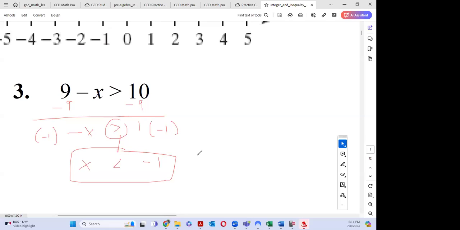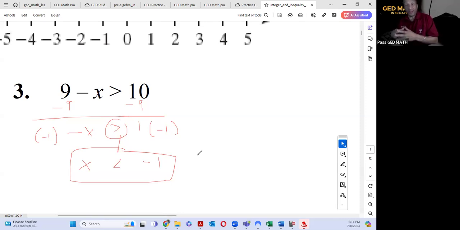So I have a question. So when you multiply and divide, you change the inequality sign? Yes, when you go to isolate the variable, you're trying to get the variable by yourself. If you multiply or divide by a negative, you switch the inequality.